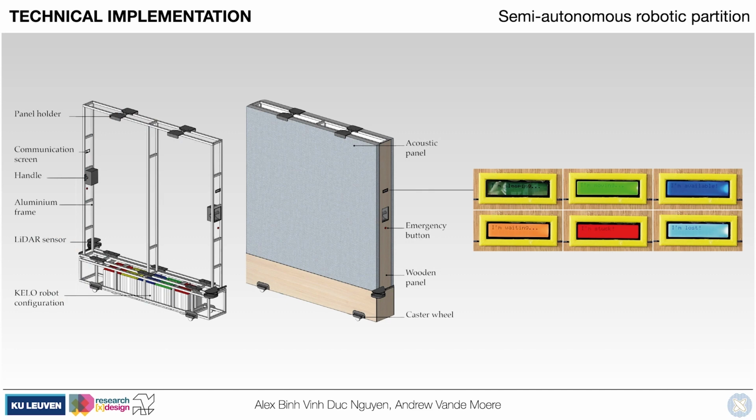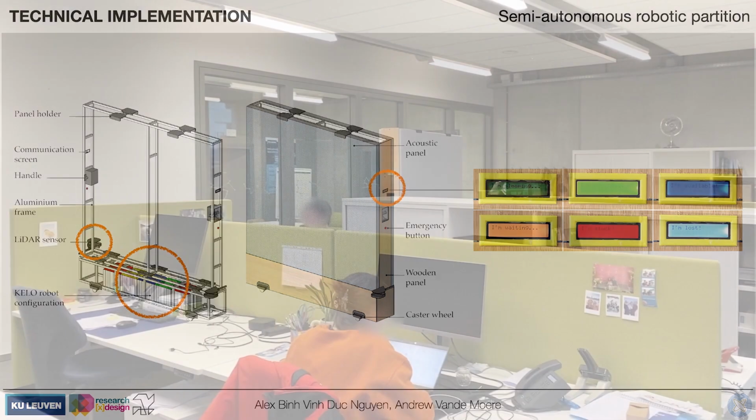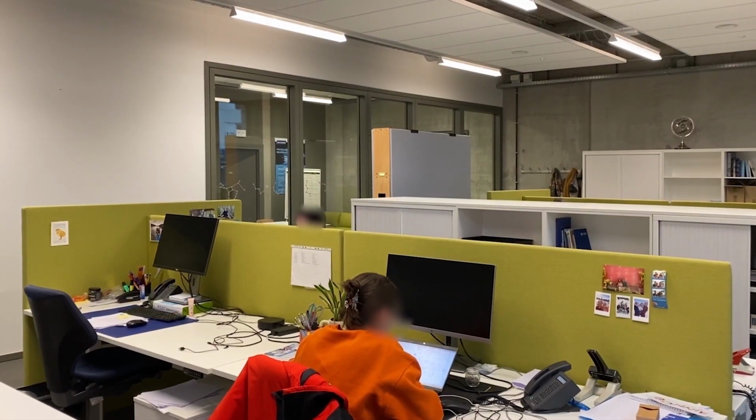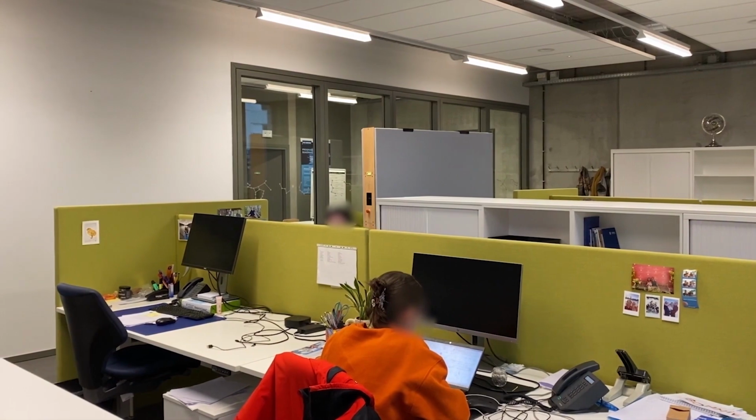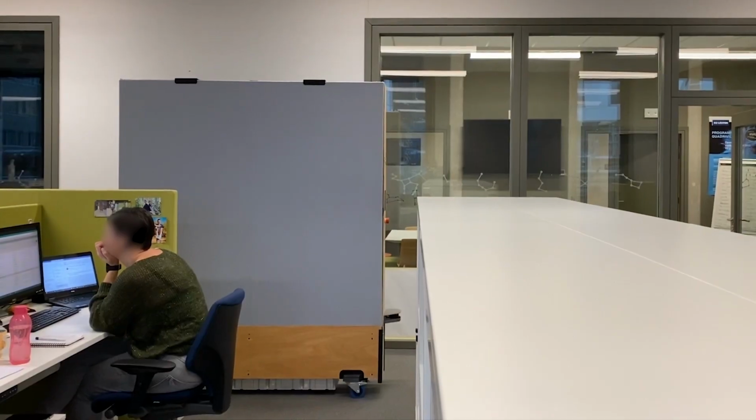The robotic partition is built on top of an ultra-silent and robust industrial robot configuration with 2 LiDAR sensors. It also includes 2 acoustic panels, handles, emergency buttons, and 2 small displays that communicate its status via text and colors. We deployed this robotic partition in a real-world office with 13 workers, in which 12 are female, during a 5-week period.